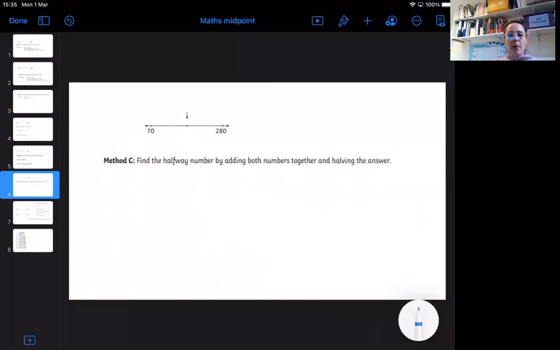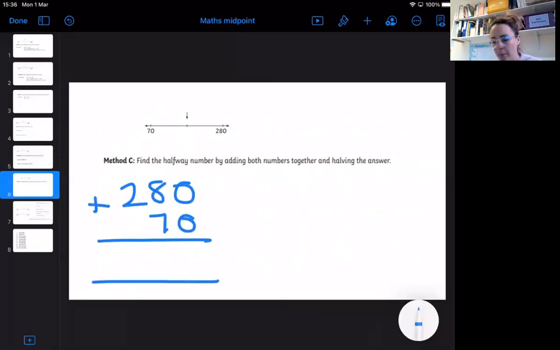Find the halfway number by adding both numbers together and halving the answer. My job now is to add 280 and 70. I'm going to do that as a column. You might want to do it using your knowledge of number or a number line. 0 add 0 is 0. We have got 8 add 7, so 80 add 70, so 8, 9, 10, 11, 12, 13, 14, 15. So I have got 5. And then 2 add 1 is 3, so I have got 350.